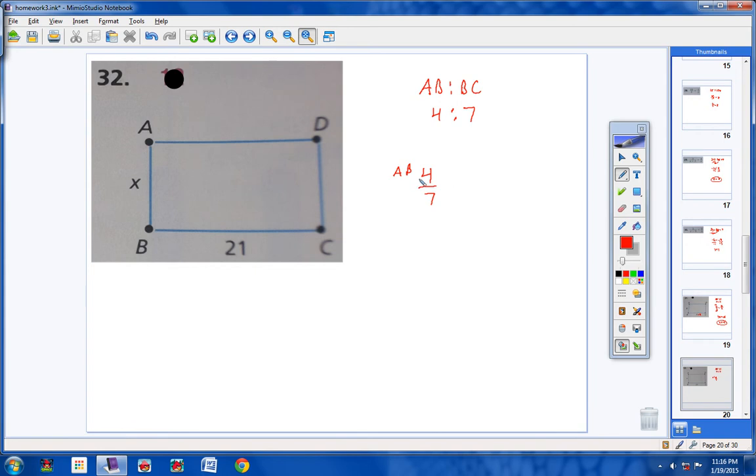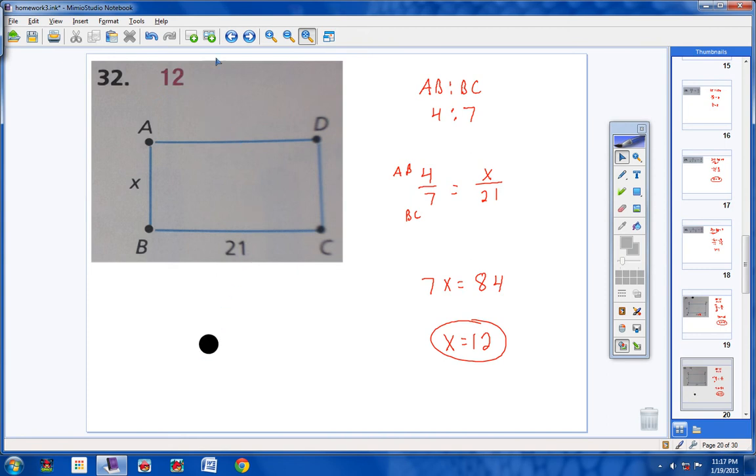The number that corresponds to AB is up top, and the number that corresponds to BC is in the bottom. So AB over here is x. X goes up top with AB, and then BC 21 goes in the bottom. Let's cross multiply. So 7 times x is 7x. 4 times 21 is 84. Divide both sides by 7, and x equals 12. Okay, the answer would be 12.